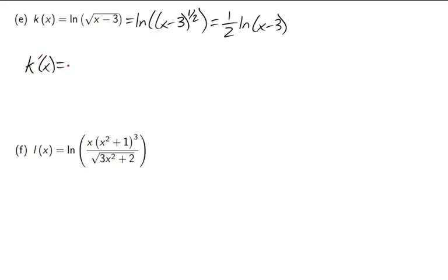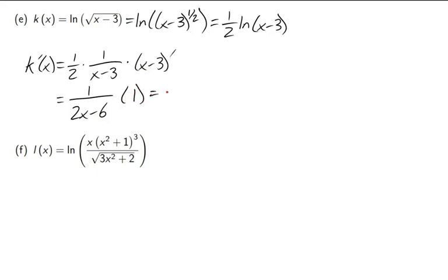So k prime of x equals, got a 1/2 in front. Now we've got the natural log of u. That is going to be 1 over u times the derivative of u, the inside. I get 1 over 2x minus 6. And the derivative of x minus 3 is just 1. So I really just get 1 over 2x minus 6 as my answer.